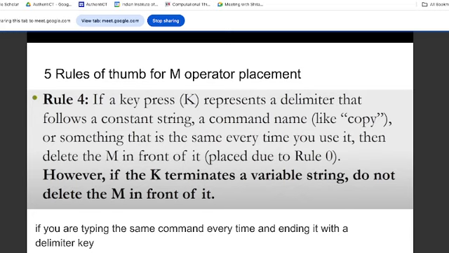Basically, if you are performing the same action using a command, the decision making is not really required at each instance. So then an M at the one beginning is enough, you don't need multiple Ms. And second, if performing a different action, then there will be some decision making to change the action, right, to change the command. That's why we preserve the M over there. These are the 5 rules of thumb for M operator placement.